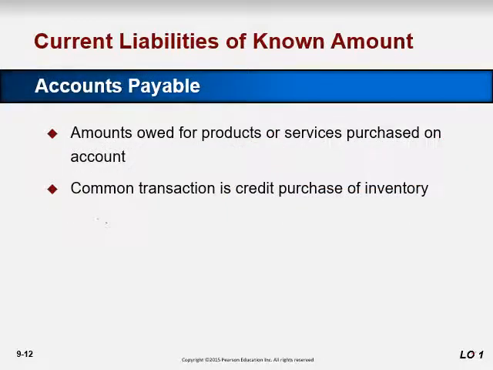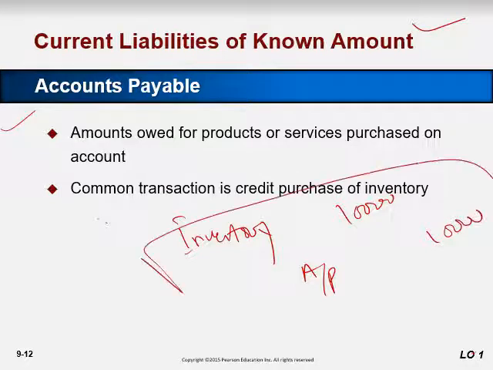Let's talk about the current liabilities of known amounts. Number one is accounts payable. We already know that, and we discussed it numerous times in making journal entries, ledger, and liability stuff as well. So the treatment of accounts payable is the same: when you purchase raw material on account, then the entry would be inventory to accounts payable. For example, 10,000 to 10,000, right? Treatment we already know, just here it's a refresher, and it's a common transaction in credit purchase of the inventory.